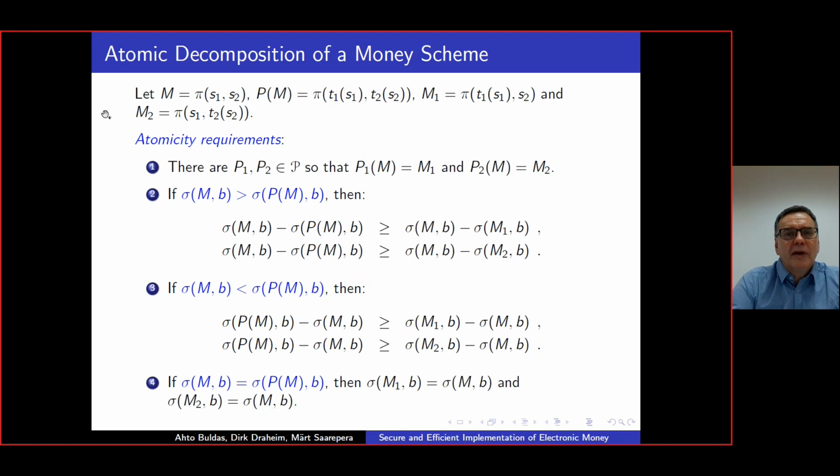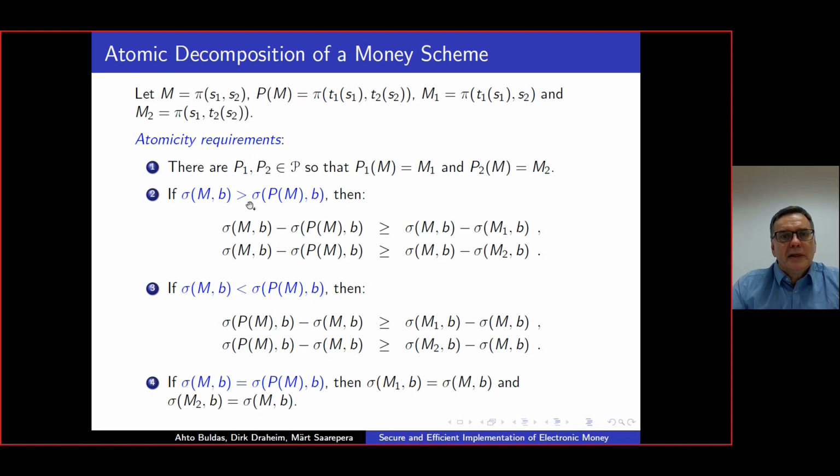And the atomicity requirement of such atomic decomposition means the following 4 requirements. So let M be a money distribution, which corresponds to two states S1 and S2. PM is the resulting money distribution if both T1 and T2 were applied. M1 is the money distribution resulting in the case where only T1 is applied, and M2 is the money distribution where only T2 is applied. So what we require is that those erroneous or partial payments, we first require that they are payments. They are interpreted as payments.